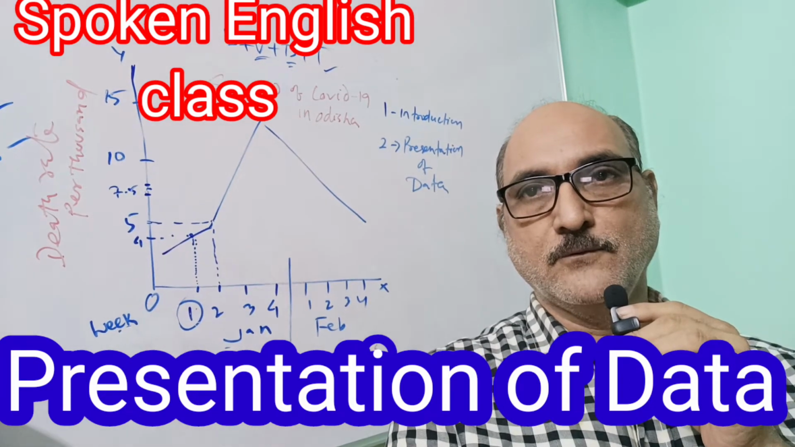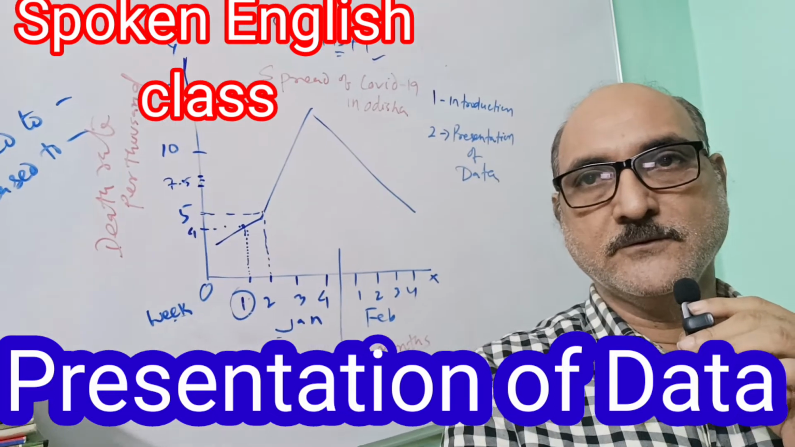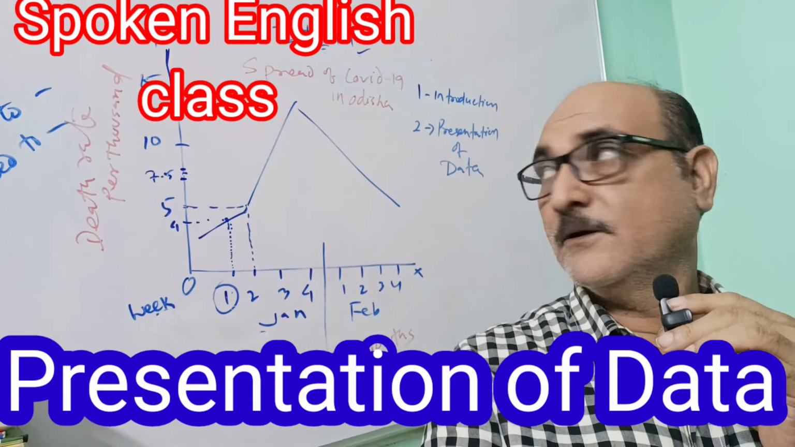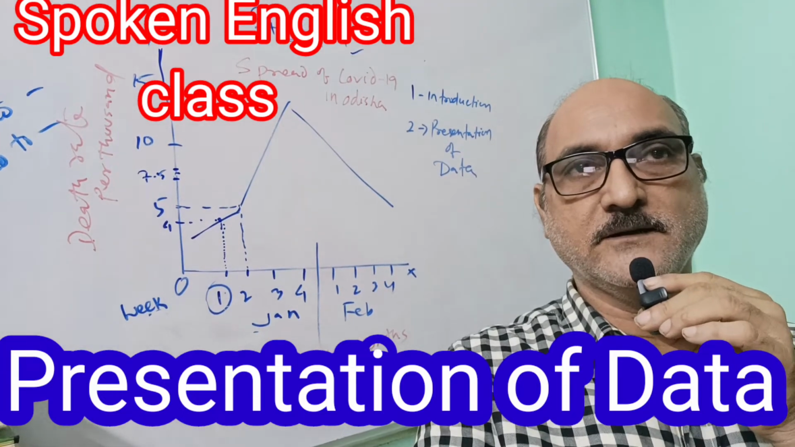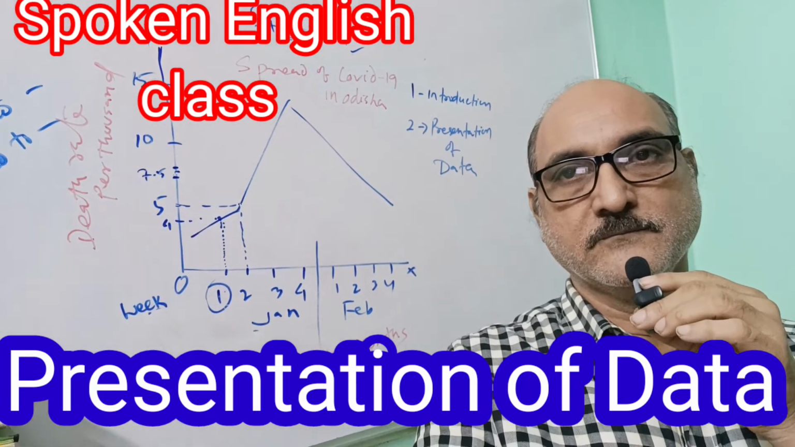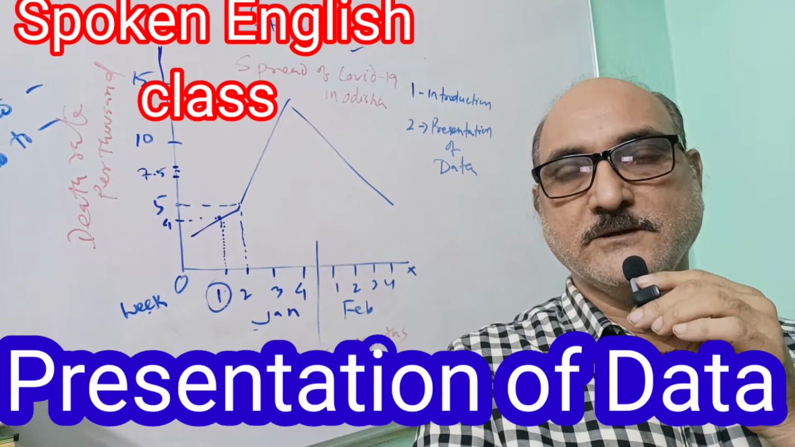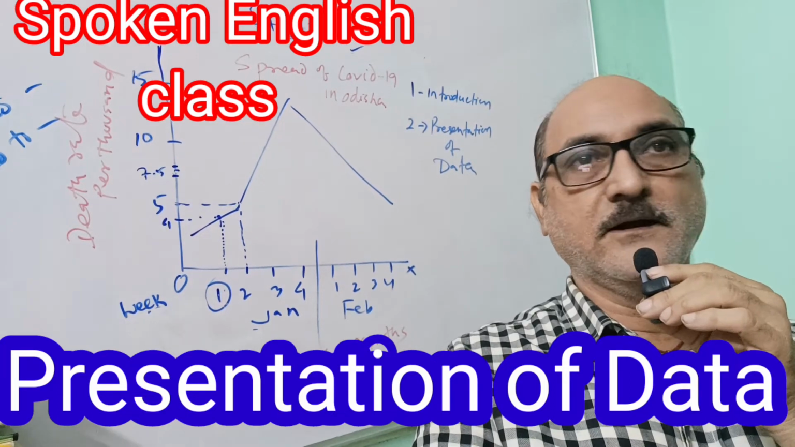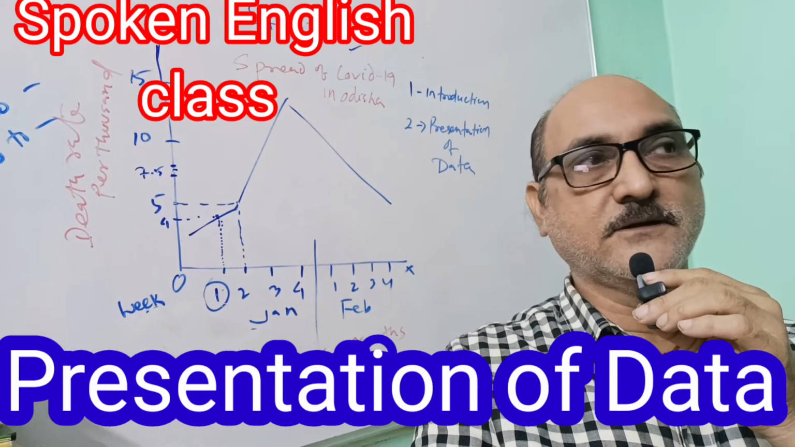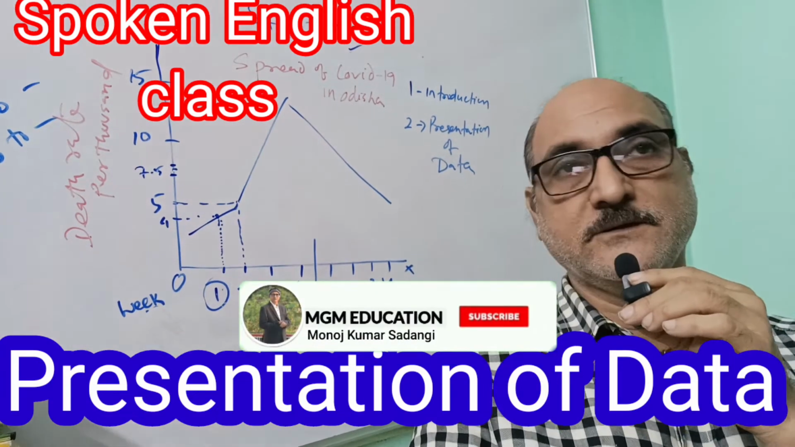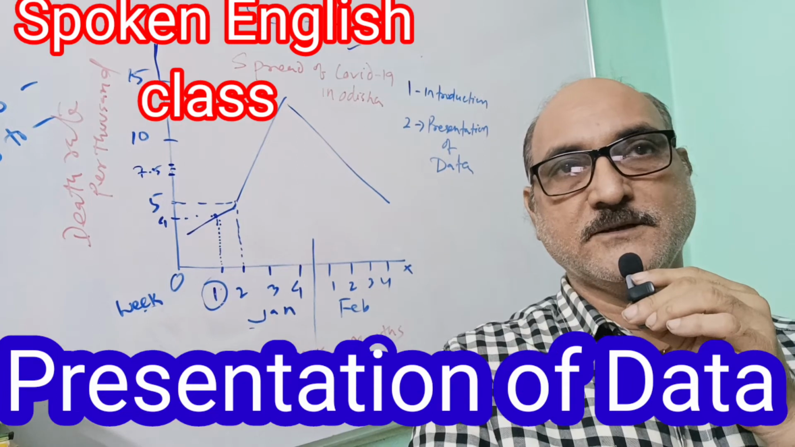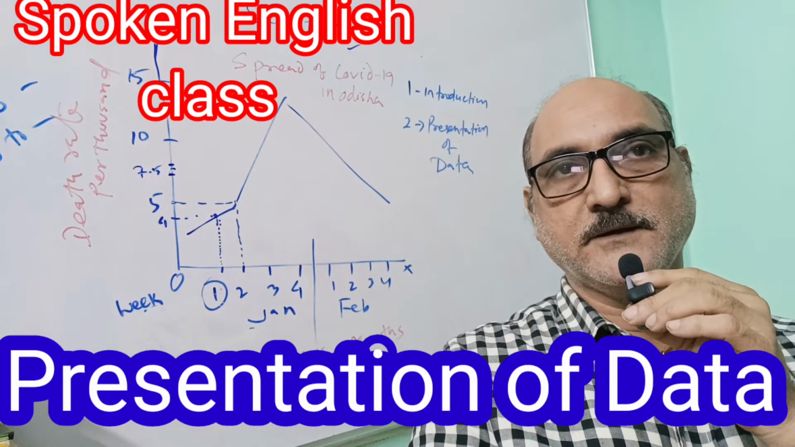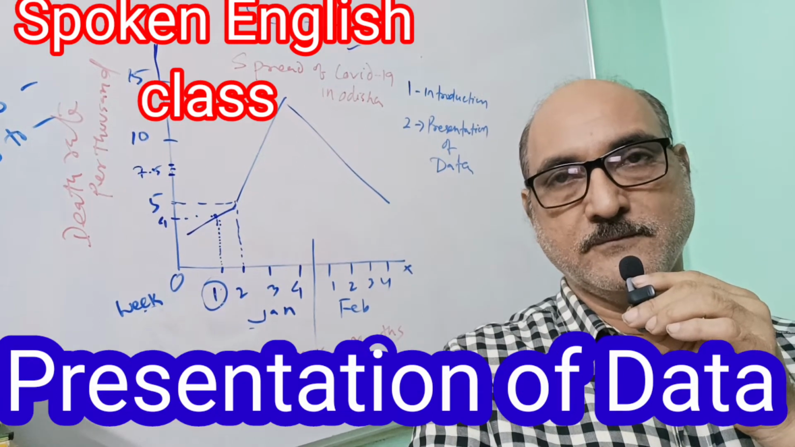See, on the y axis we have written about the spread of COVID-19 in Odisha. Is it right? Now you see the trend. You also have to explain how the trend first increased and then decreased. That is the trend. Presentation of data and trend are both important concepts in presentation of a graph.